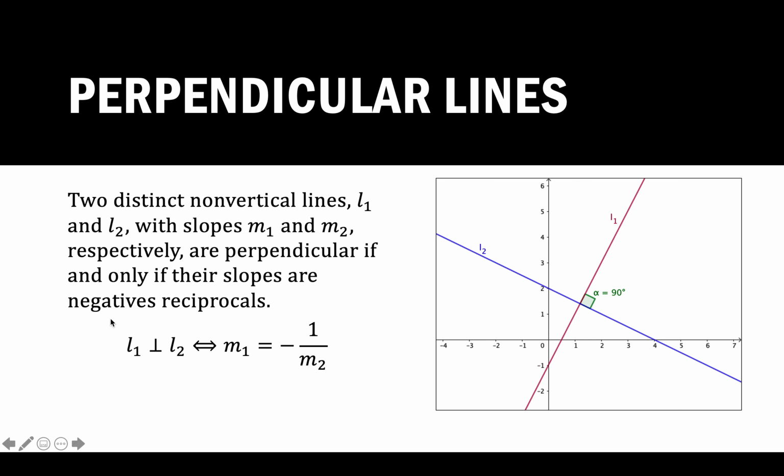So please take note of the notation for perpendicular lines. It is read as L sub 1 is perpendicular to L sub 2 if and only if M sub 1 is equal to negative 1 over M sub 2. So we're looking at the negative reciprocal of the other slope. Commonly, the mistake of some students is that they look at just the positive reciprocal, not the negative one. So you have to take note of the negative sign here.